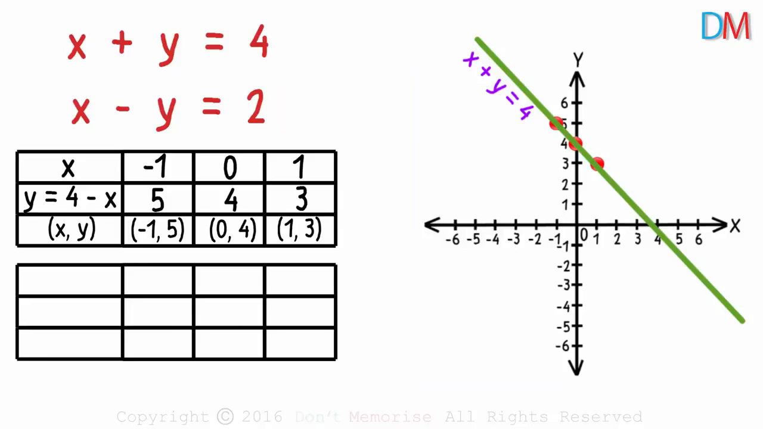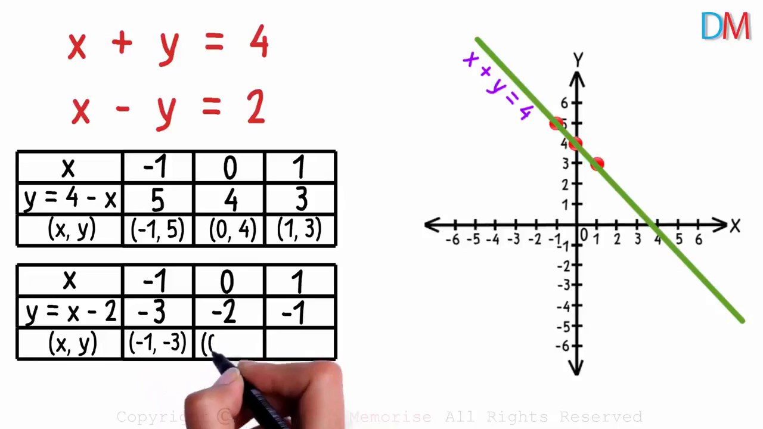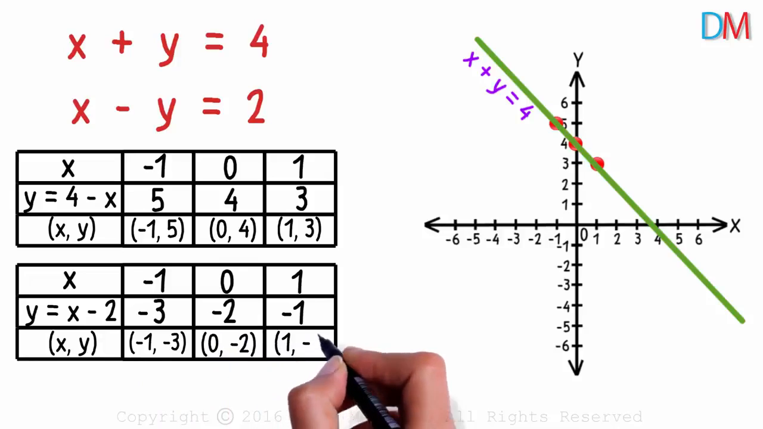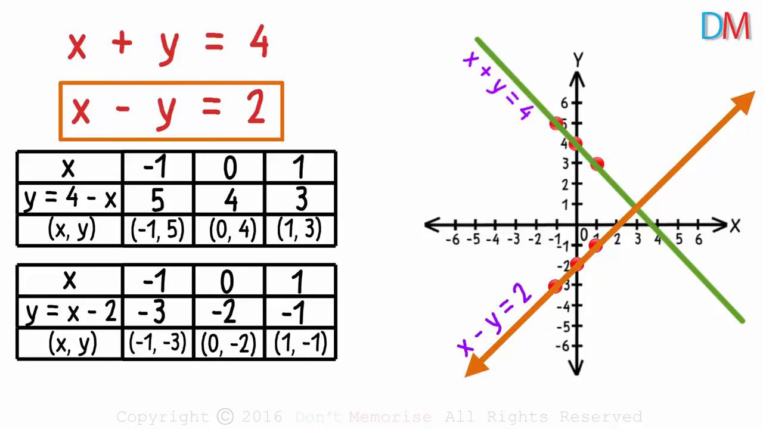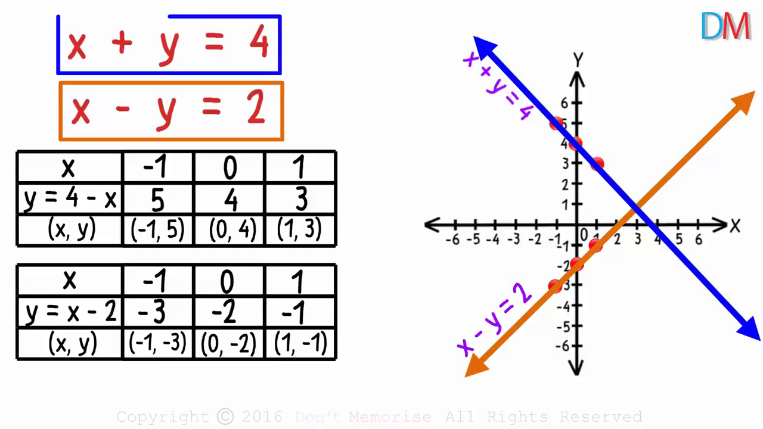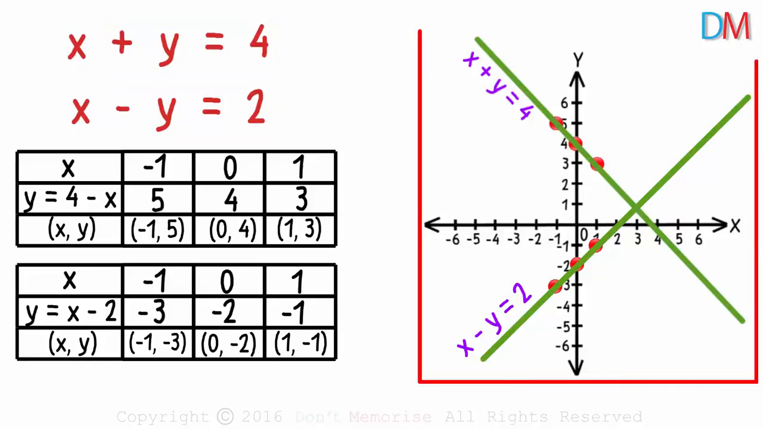We make a similar table on the left for the second equation and get three pairs of values for x and y. We assume three random values for x and get appropriate values for y. The three pairs of values we get are (-1, -3), (0, -2) and (1, -1). Plotting these points and joining them, we get another straight line for the second equation. This line represents the equation x minus y equals 2. And the previous one represents x plus y equals 4. Now look at this graph and tell me what all can you deduce?